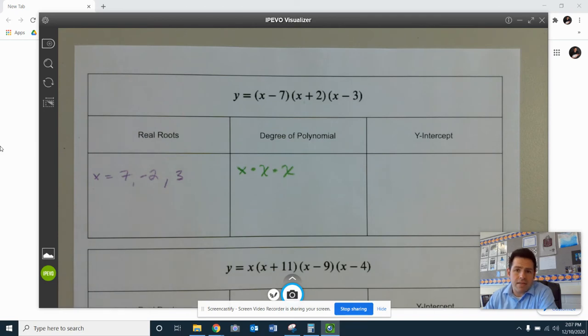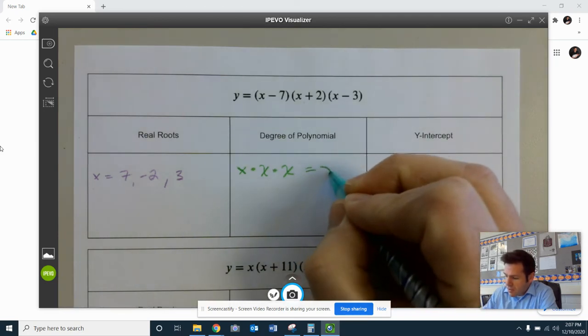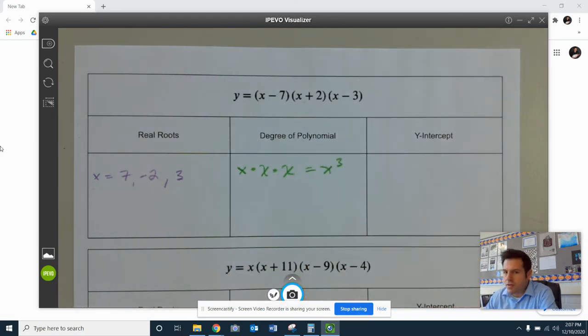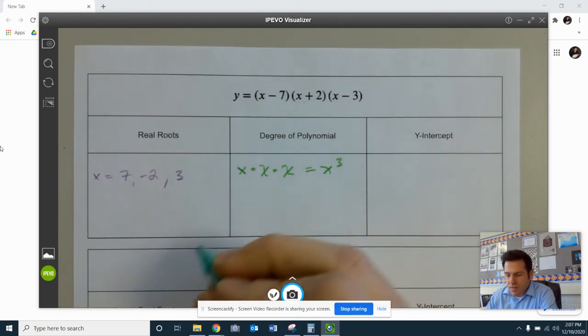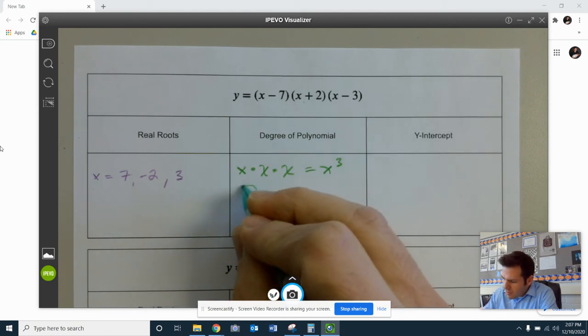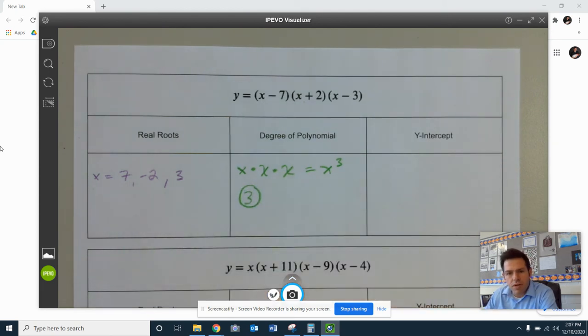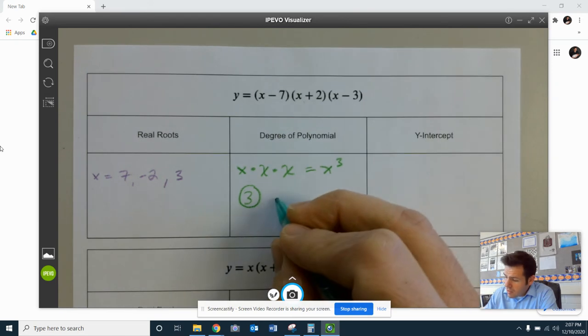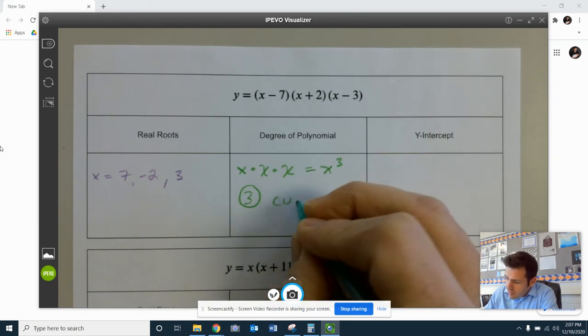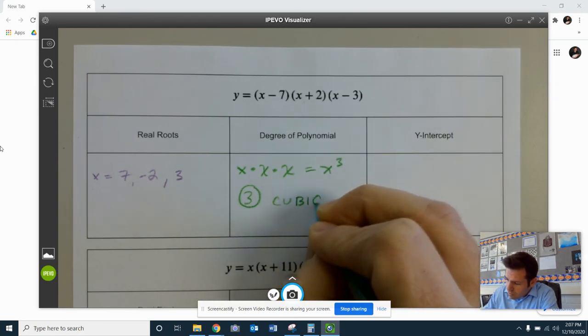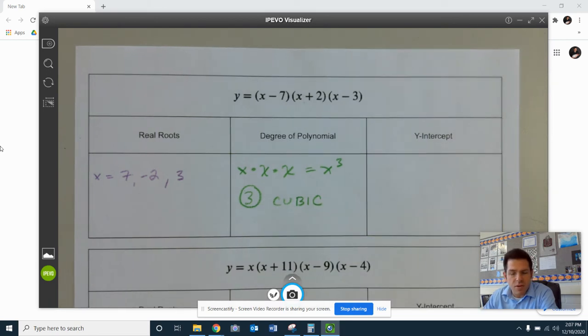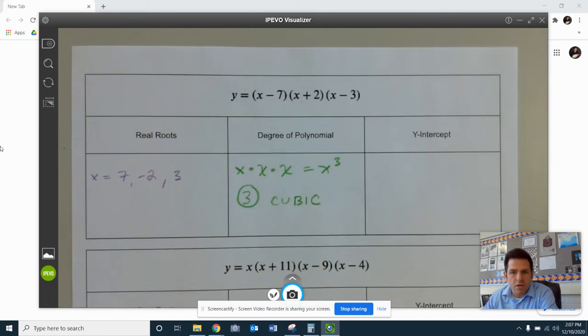So I have 3 x's there. That works out to be x to the third power. So if I were to go ahead and multiply everything here, I would have an x to the third power. So that means that our degree for this polynomial is the number 3. If you have an exponent of 3 as your largest exponent, that's how we call the degree, we would call it a cubic polynomial.